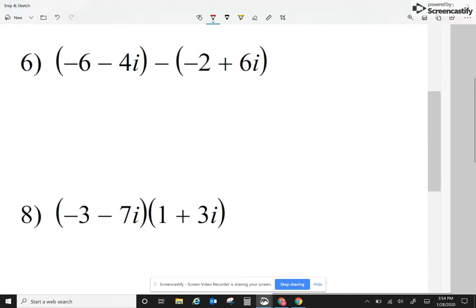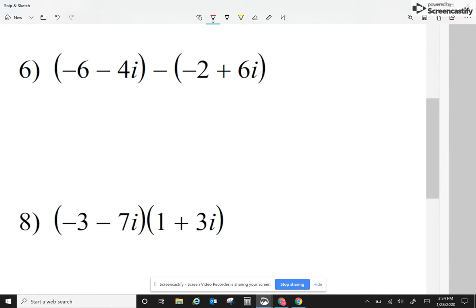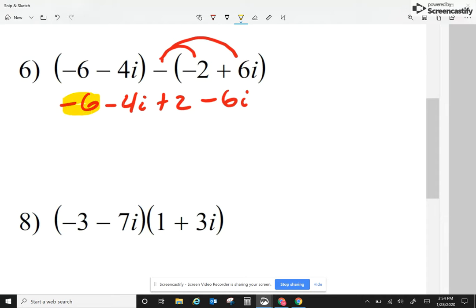Now let's take a look at question number 6. Same thing. Let me write them without parentheses. Negative 6 minus 4i. The second parentheses, because of the minus before it, let me switch the signs. Plus 2 minus 6i. Let me take a look at the real part. Negative 6 plus 2 is negative 4. Now when I take a look at the imaginary part, those that have an i get negative 10i.